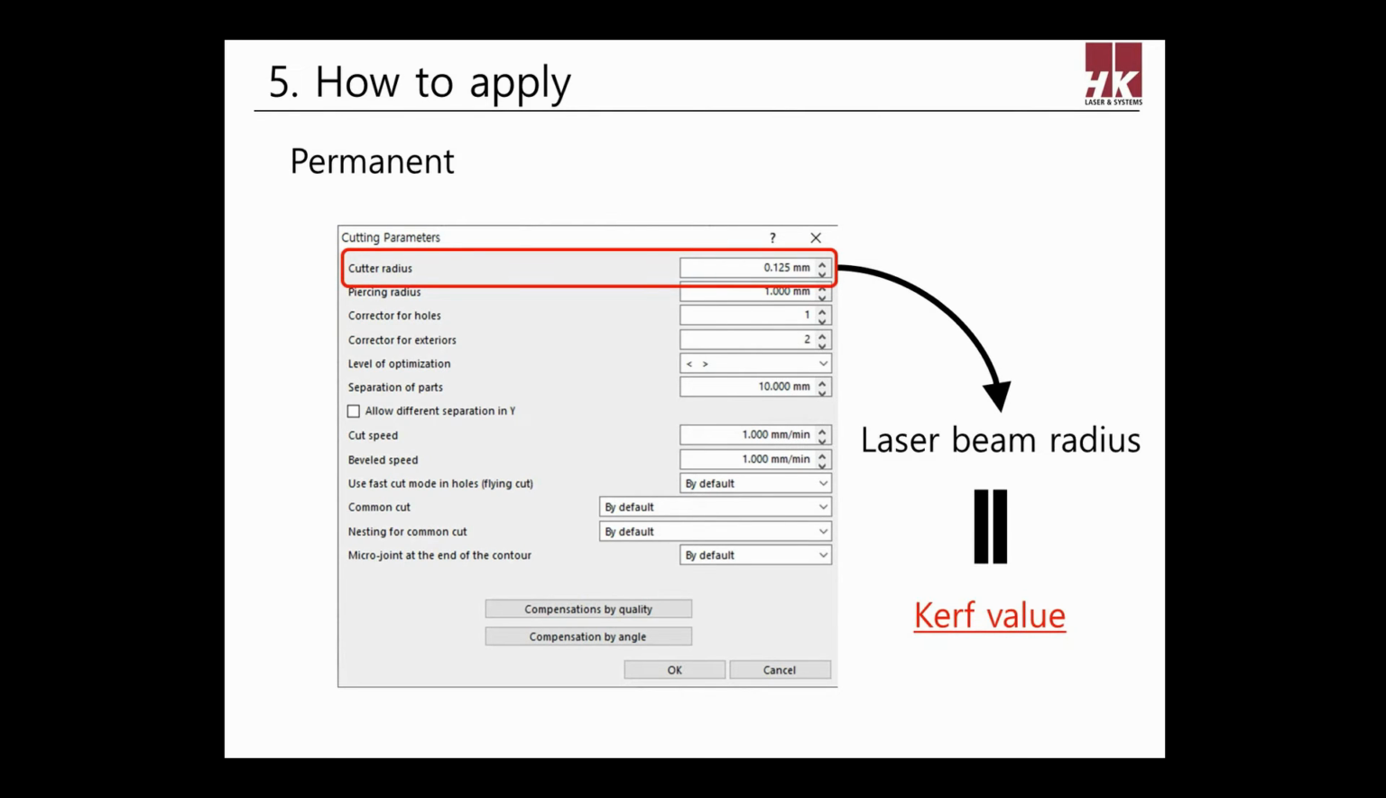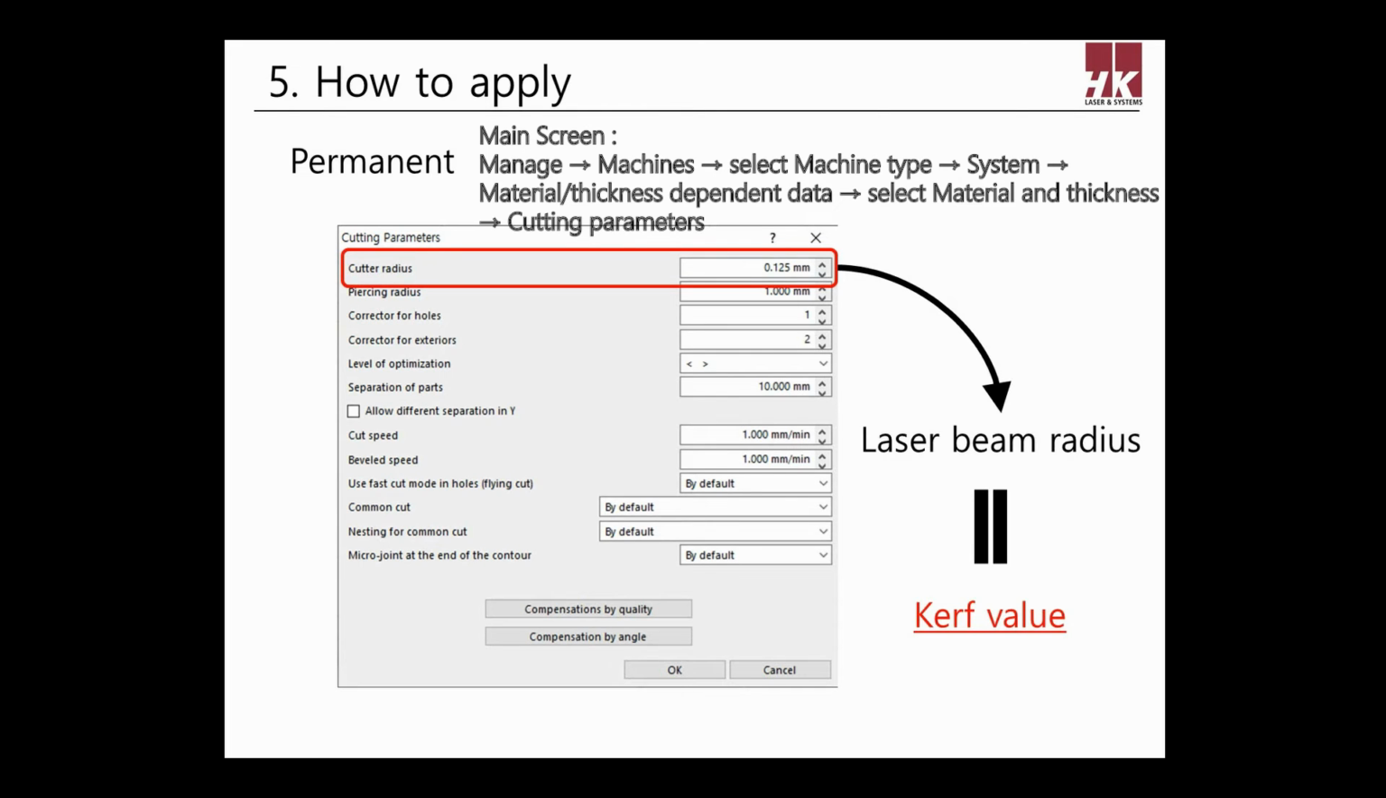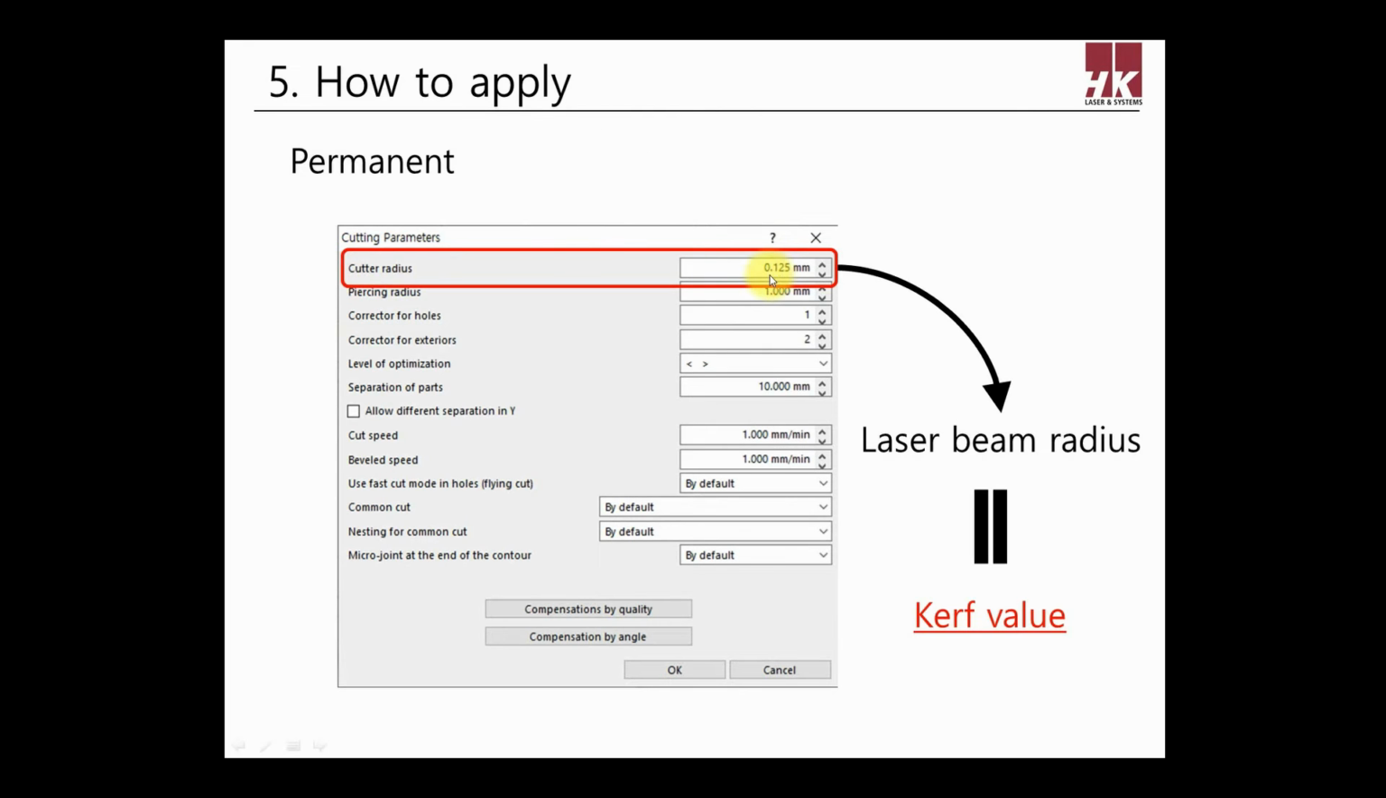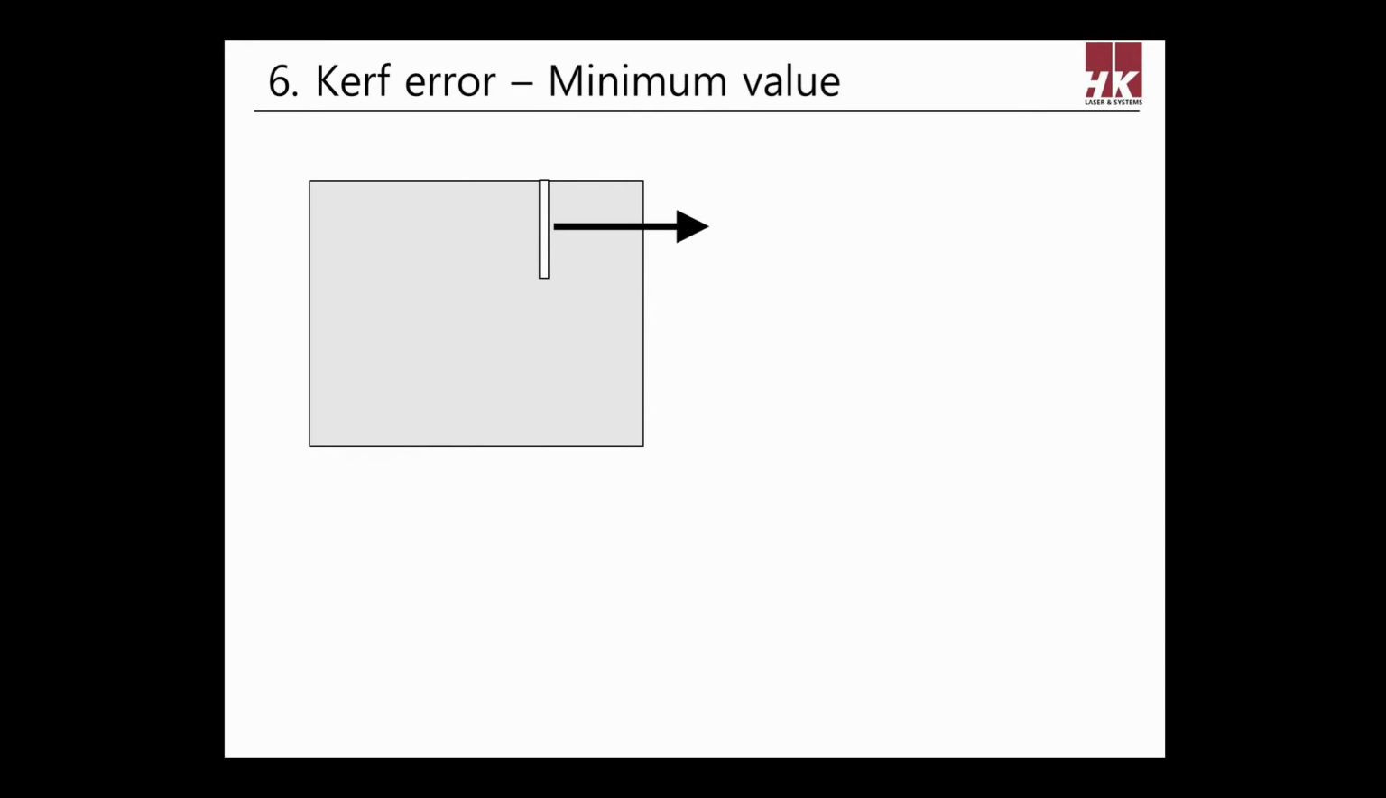To go to the permanent setting: main screen, manage, machine, select machine type, system, material thickness dependent data, select material thickness, then change the cutter radius in the first blank of the cutting parameter. From now, you've learned how to calculate kerf value if the size is not right due to beam diameter, and next, let's find out how to solve kerf error for customers who are using machine kerf.